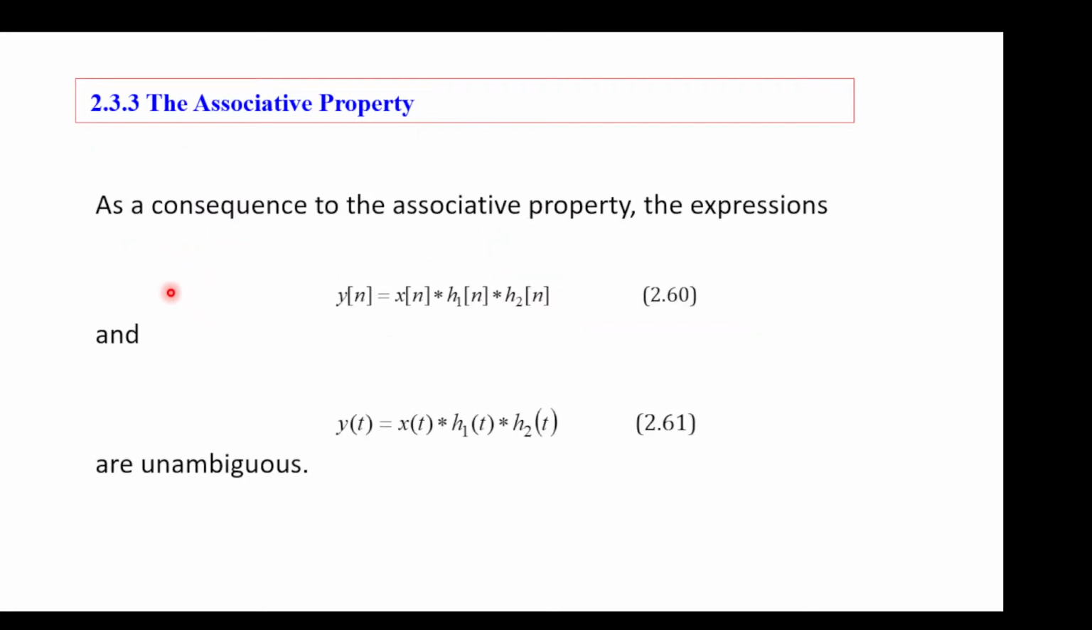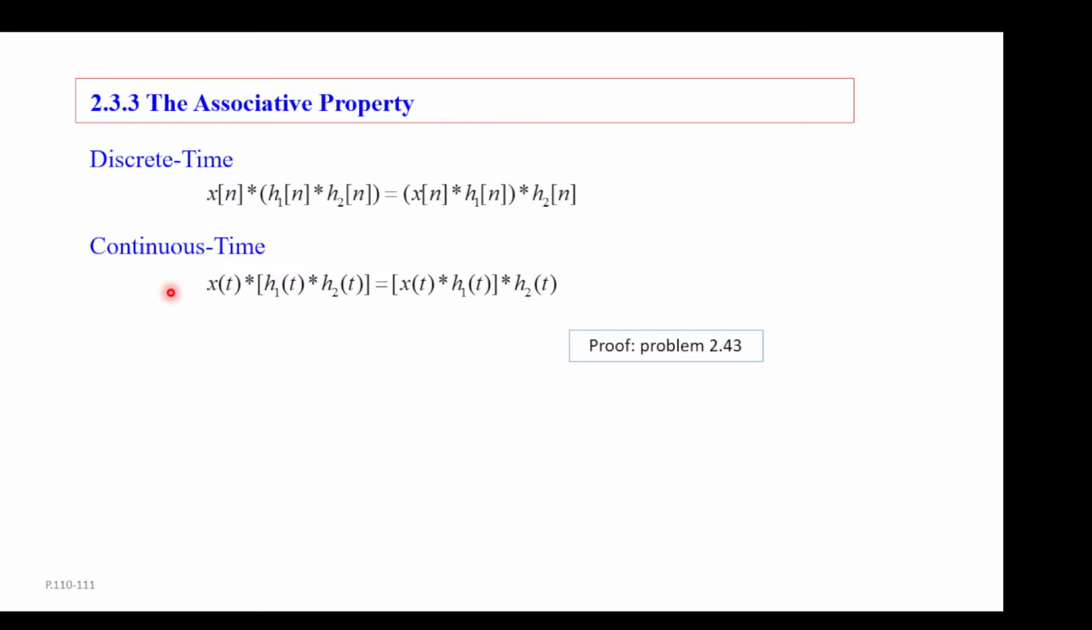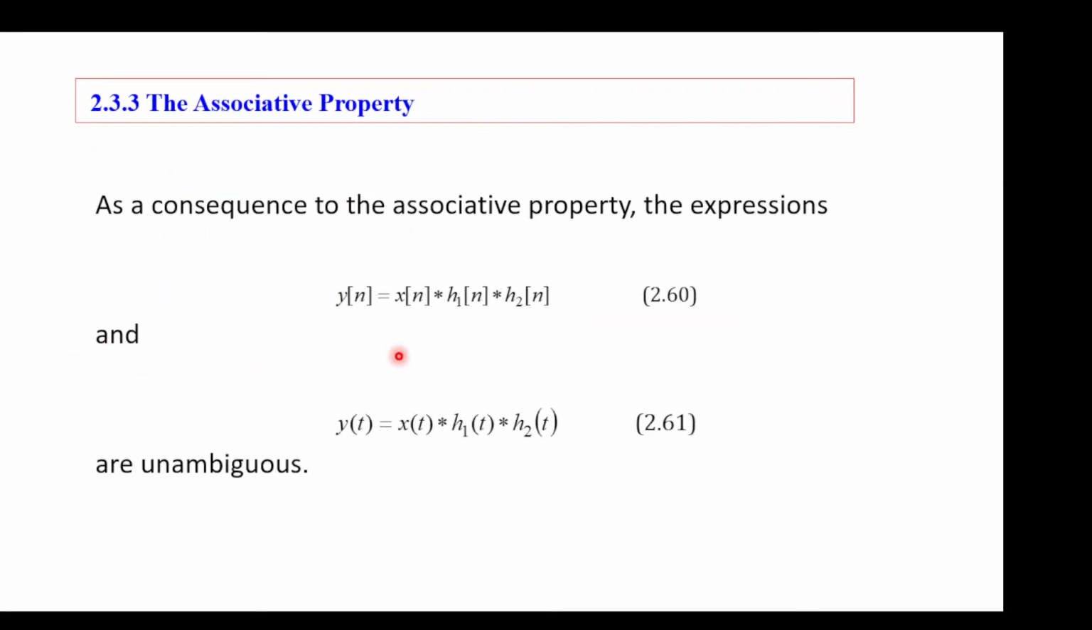So first, as we said, this property makes the convolution like a multiplication, and that means that you can just write the chain of convolution without ambiguity. Okay? You can just say y of n equals x of n convoluted with h1, then convoluted with h2. It just means you can associate them in whatever order, and this is the chain of convolution.